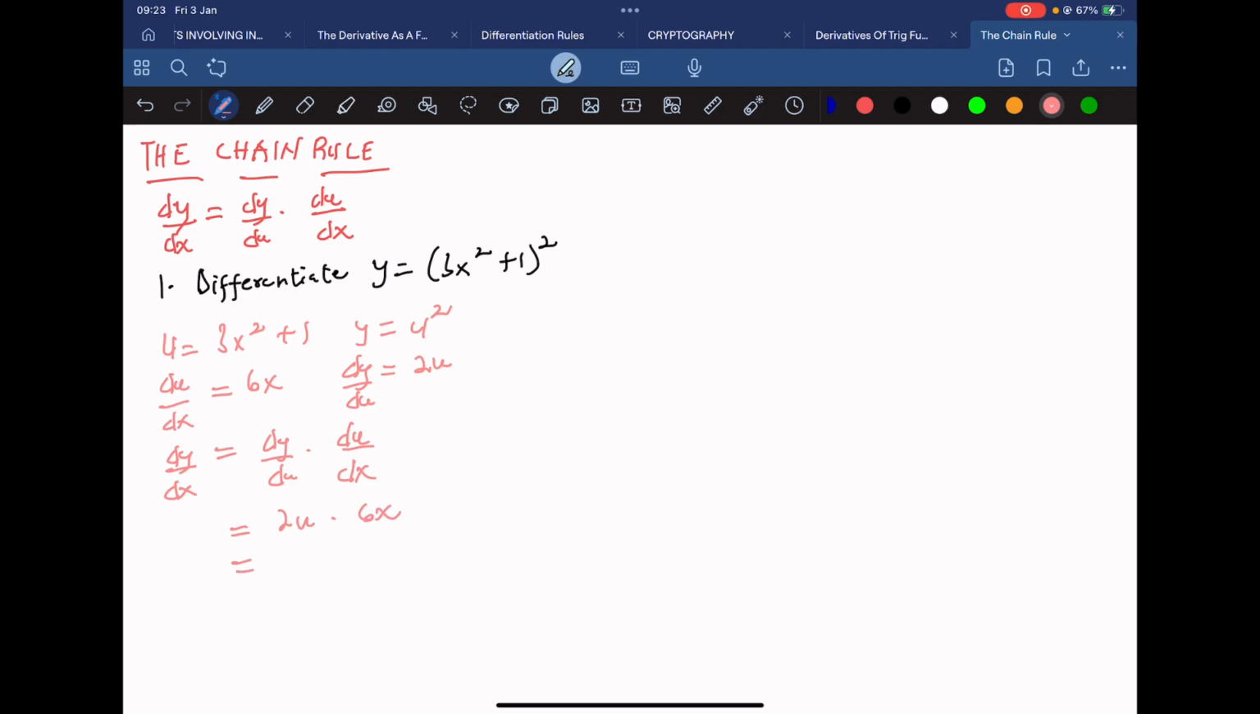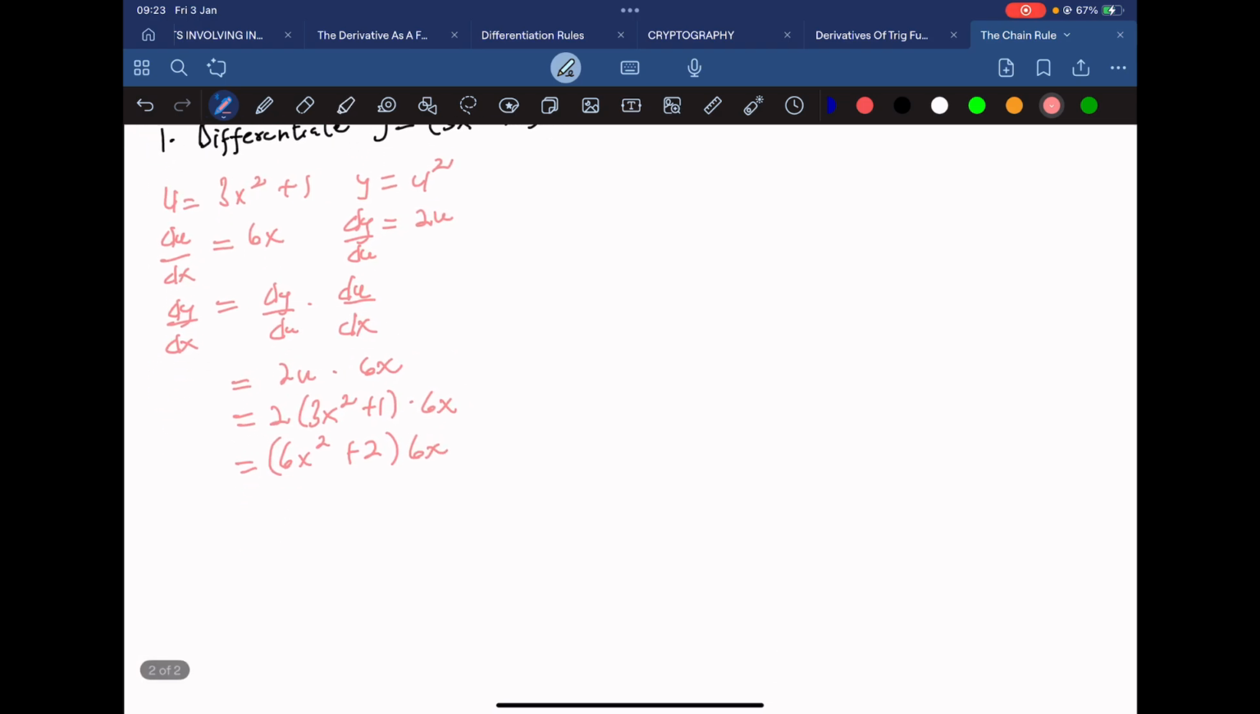Note, our u is 3x² + 1, so we can have 2 times (3x² + 1), then multiplying 6x. So if we distribute 2, we have (6x² + 2) multiplying 6x. And if we distribute the 6x, we have our dy/dx to be equal to 6x² multiplying 6x, that is 36x³. Then 2 multiplying 6x, we have 12x. So this is how you can use the chain rule to solve a problem like this.